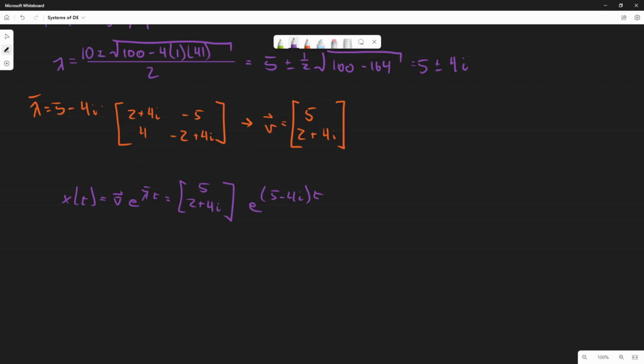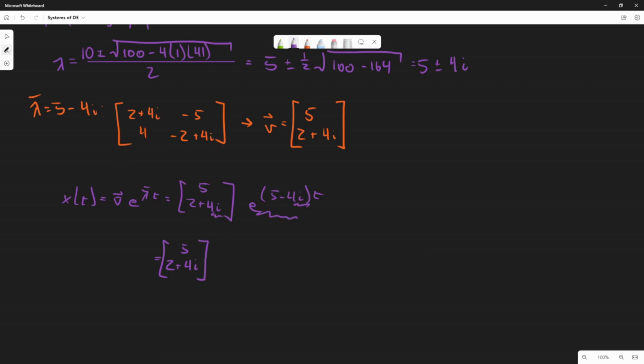But we don't like imaginary numbers because they can be pretty tedious. We can reduce this, or make this more, I wouldn't say realistic, but more into the domain of real numbers. And so what this becomes is the eigenvector so far stays the same.